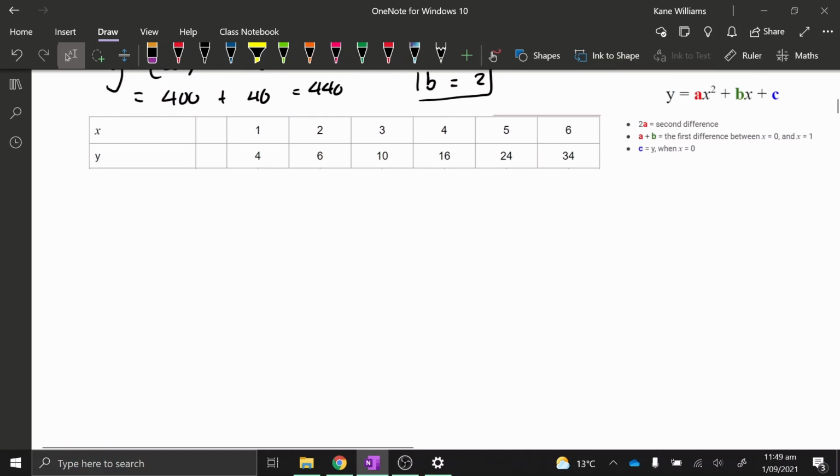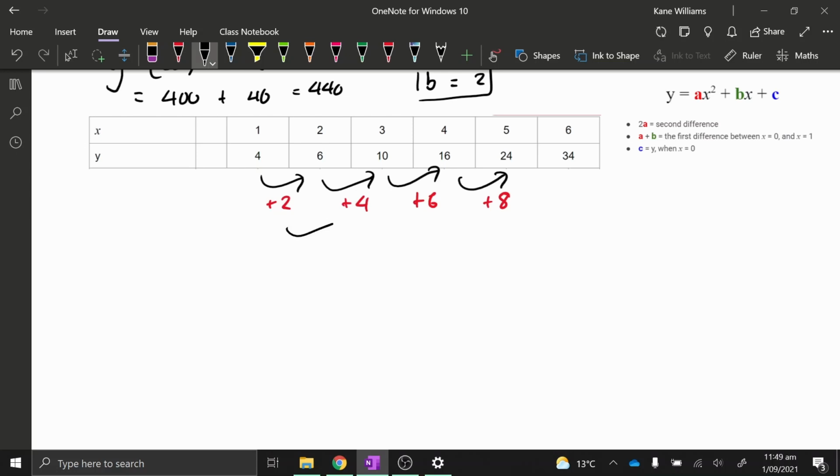All right. Same thing. Find the first differences. All right. So it adds by 2, adds by 4, by 6, by 8. All right. Find second differences. How much does that increase by? 2, 4, 6, 8. You are correct. By 2 each time.